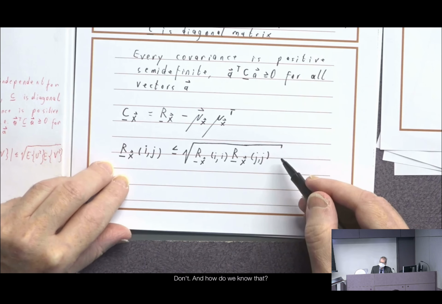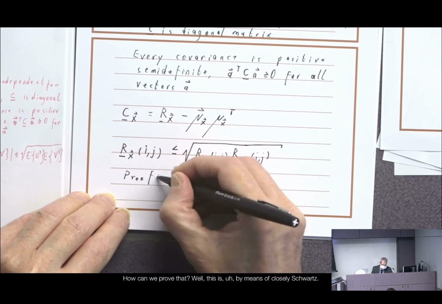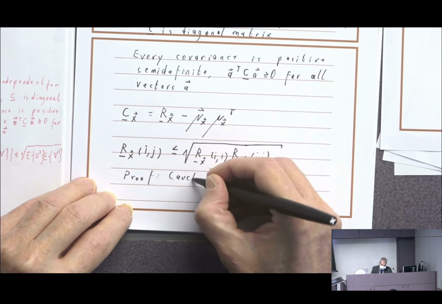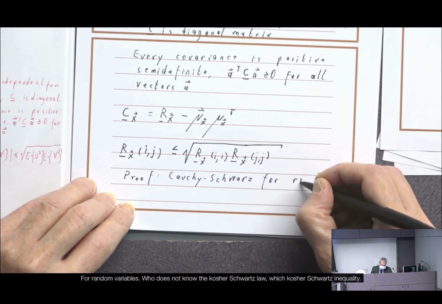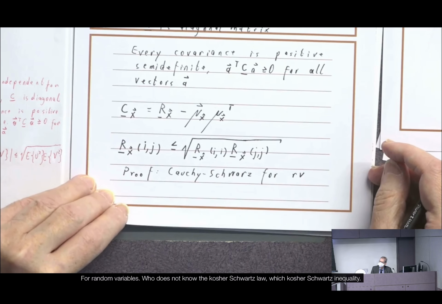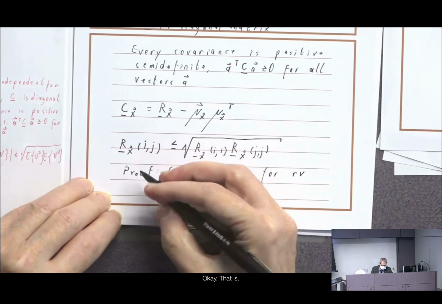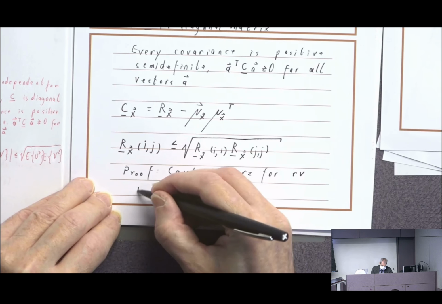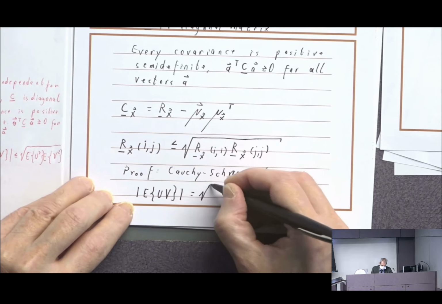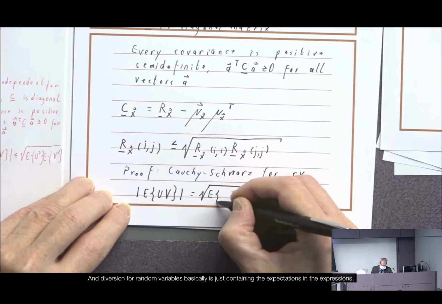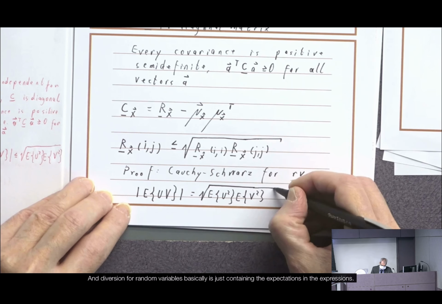And how do we know that? And how can we prove that? Well, this is by means of Cauchy-Schwarz for random variables. Who does not know the Cauchy-Schwarz inequality? Okay. Yeah, that is linear algebra bread and butter, obviously. And then the version for random variables basically is just containing the expectations in the expressions.